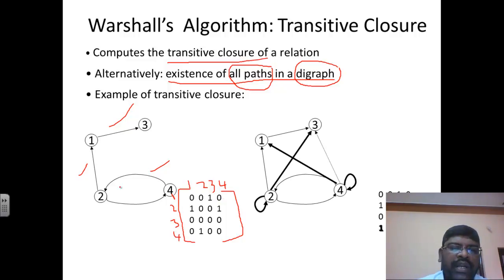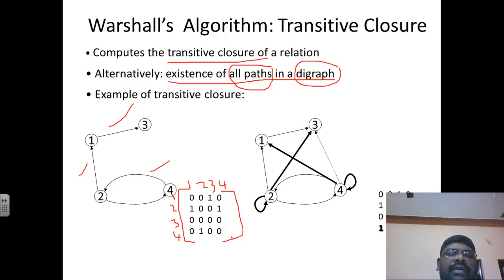Similarly, 2 to 1 there is an edge, so 1. 2 to 2 no edge, 0. 2 to 3 no edge, 0. 2 to 4 there is an edge, so 1. 3 has no edges, so all are 0. From 4 only one edge is there, 4 to 2, the remaining are zeros.